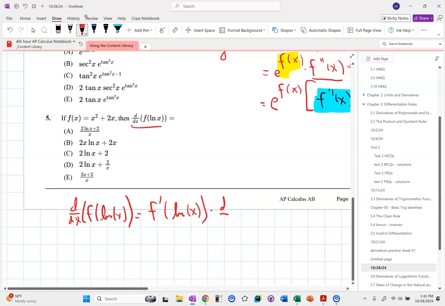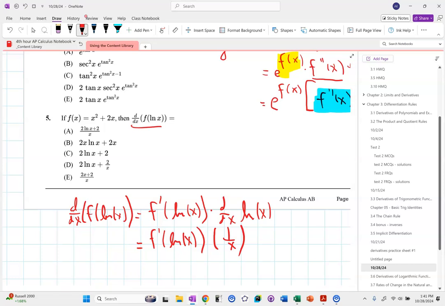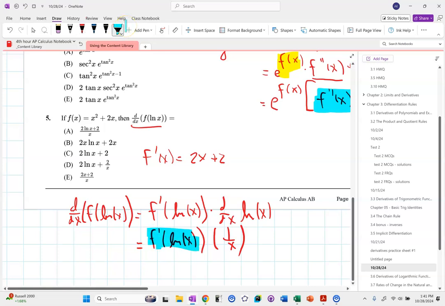So far, so good? So the derivative of the outer is just f prime. And the derivative of the inner, the derivative of natural log is 1 over x. So far, so good. Now, I'm just going to calculate f prime on the side, which is just 2x plus 2. So when I do this, I'm just going to be plugging the natural log into the 2x plus 2.